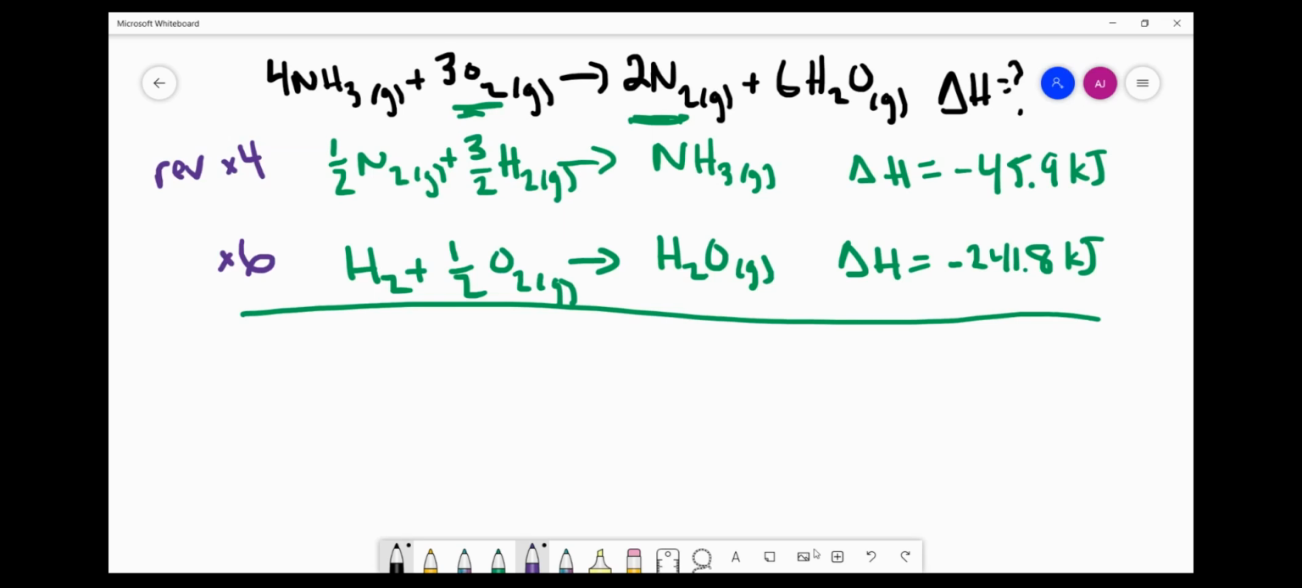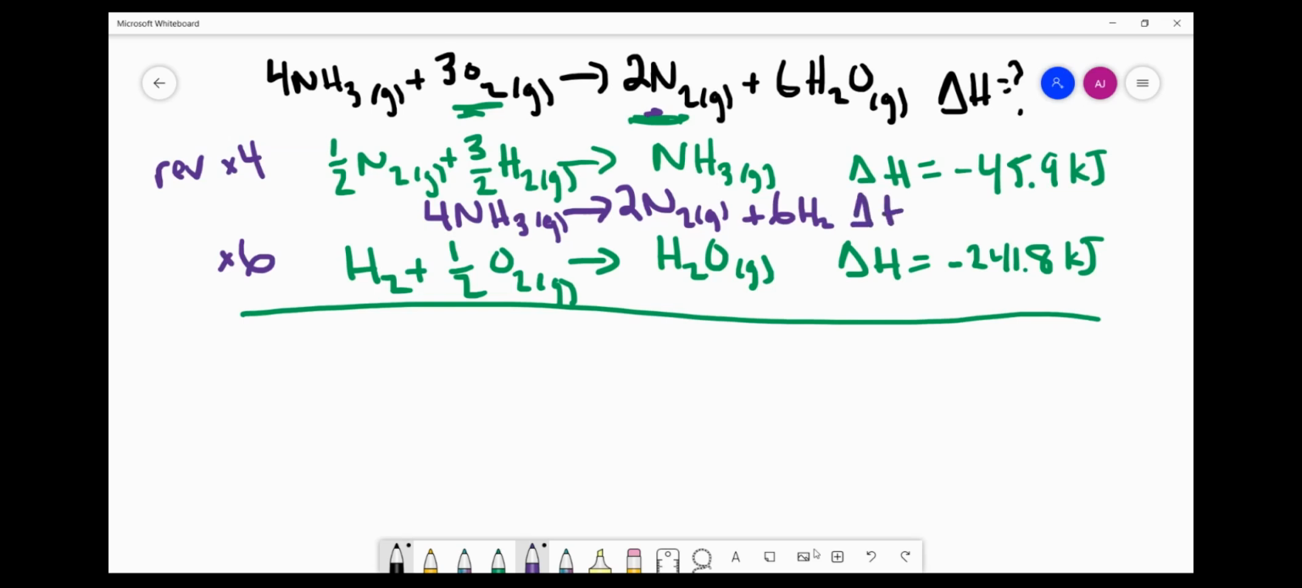So what I'm going to do in purple underneath each equation is I'm going to do this change. Okay, so here's what equation 1 becomes. 4NH3 is a gas. Multiply it by 4 in reverse. 4 times 1/2 is 2. You see what I mean? I got 2 nitrogens as a product, which is what I need. And 3 over 2 times 4 is 6 hydrogens.